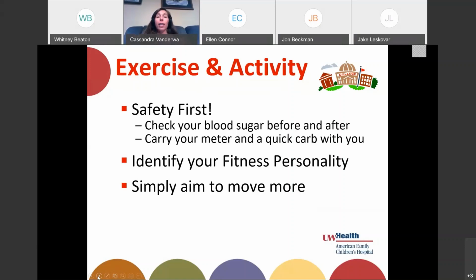And if you're exercising or hope to exercise for the first time in a routine manner, now that you're on your own and you have more freedom in terms of what your schedule looks like, think about your fitness personality or how you enjoy moving. And the goal should be simply to move more. Again, we want to find and establish routines and habits that can support exercise and health throughout the lifetime, not just the next 4 years.